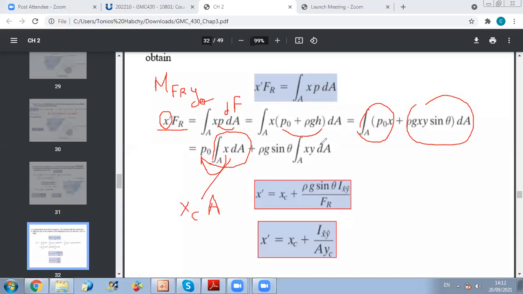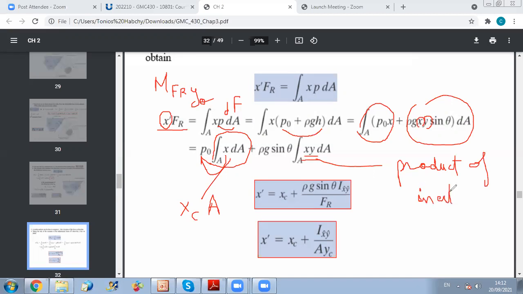Now for the second term, if you remember in the last derivation, we were multiplying y by y, so we got y squared. Now we are multiplying x by y, so your integral will be xy dA. This is what is called the product of inertia, and also this is a characteristic of the geometry of the surface.